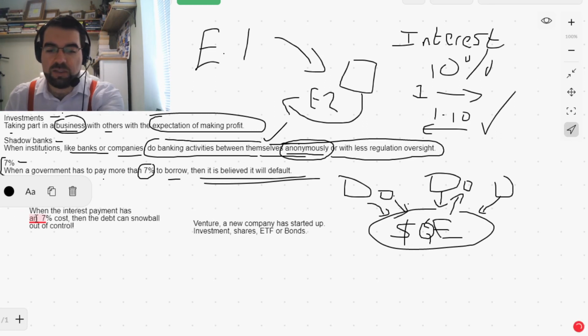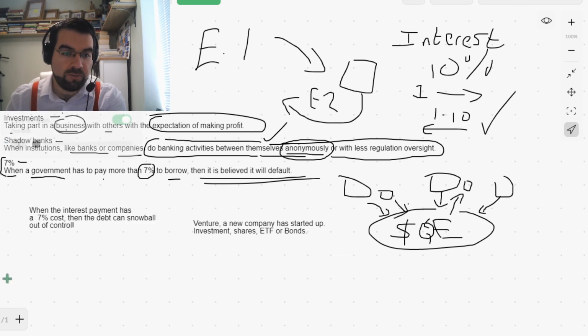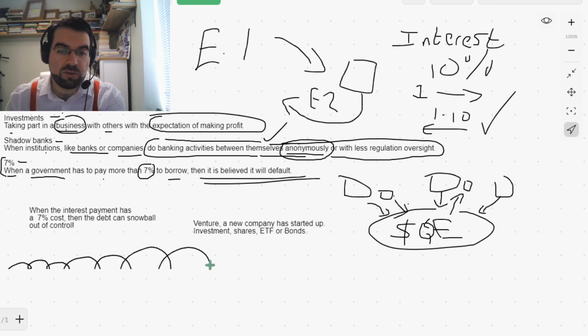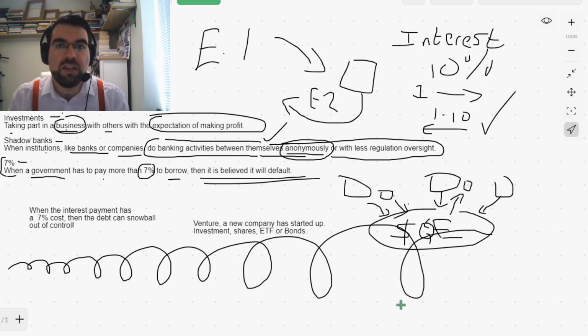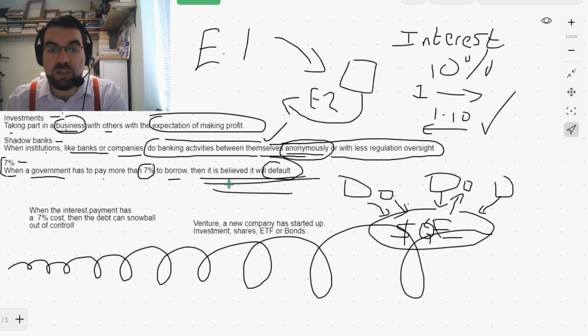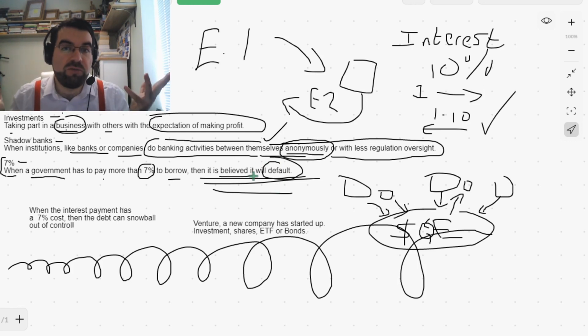That's the 7%. It will snowball out of control. When it's 7%, that cost is too much. Crazy mathematics behind it. And it says that the country cannot pay that 7% interest, so the chances of them going to default is believed to be quite high. But only the future can tell.